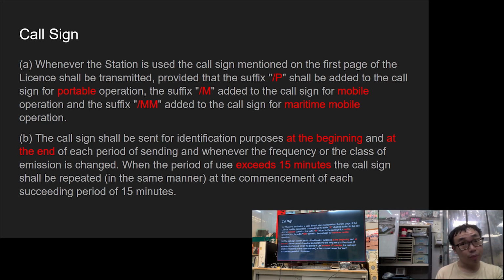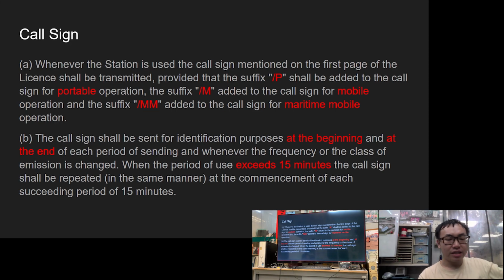P stands for portable. And if I'm using /M, which is a mobile operation, which is the radio station in your car, /M, okay? And /MM, maritime mobile, which is a watercraft, okay? So for a fixed station, you don't have to add any slash behind. /P, portable, handheld. /M, mobile, for car. /MM, watercraft, okay? But if you are asking me, is there anyone really adding the /P when you call on the radio? No, no one follows this one. Impractical.